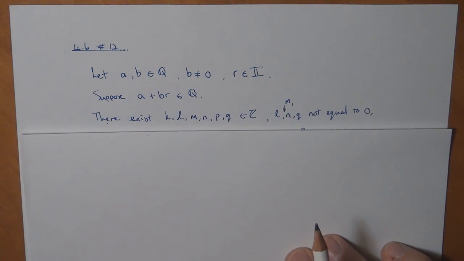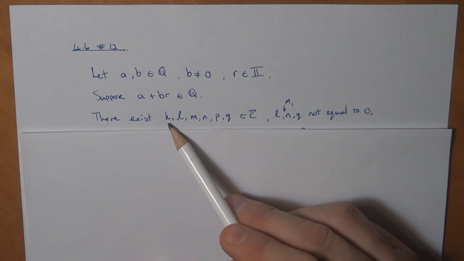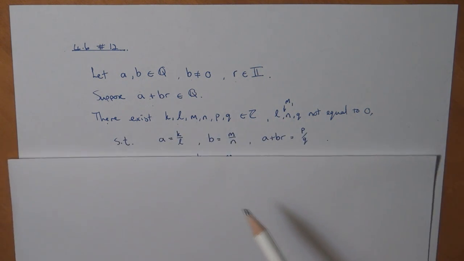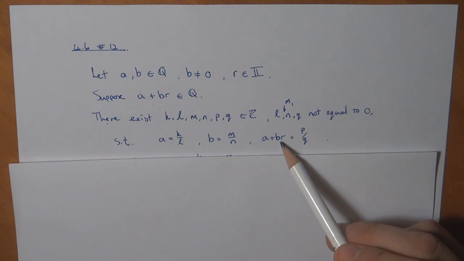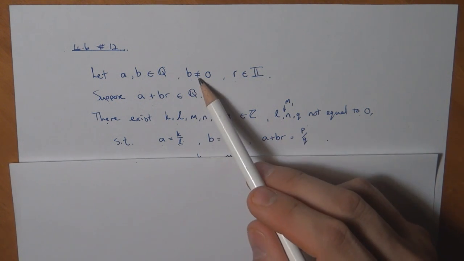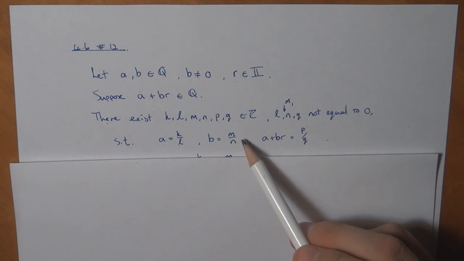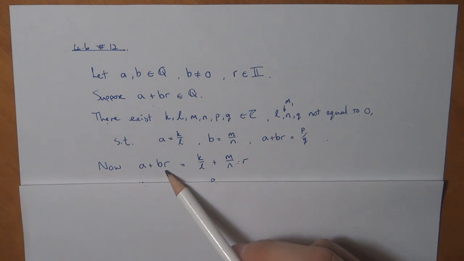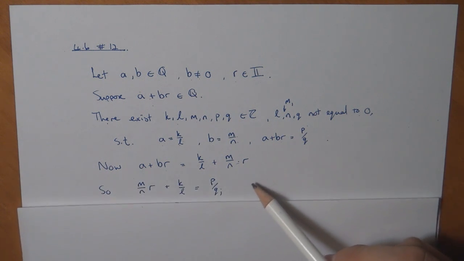Well, if it's rational, then a, b, and this are rational. So we have integers that I'll call k, l, m, n, p, q, such that a can be written as a fraction, b a fraction, and a plus b r is a fraction as well. And these denominators are not 0, as well as, because b is not 0, b's numerator isn't 0 either, so m as well.